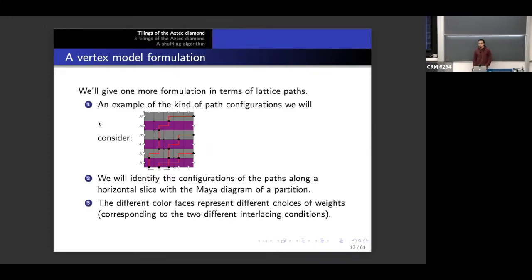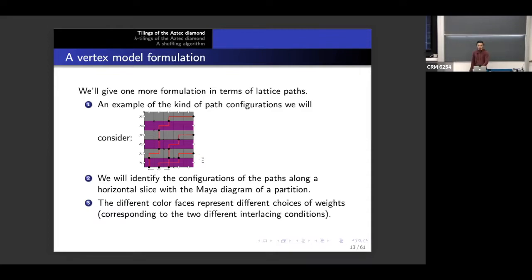So now we have this formulation in terms of Maya diagrams, and now we're going to give a separate formulation in terms of vertex models. So we're going to look at path configurations that look like this. Here the different colored rows are going to indicate that we're using different weights. So we're going to have 2 sets of weights, and one set we're going to draw always in purple, and the other set we're going to draw in gray.